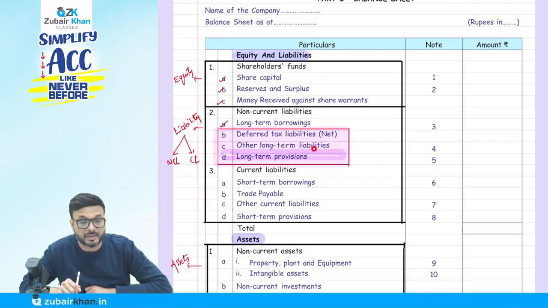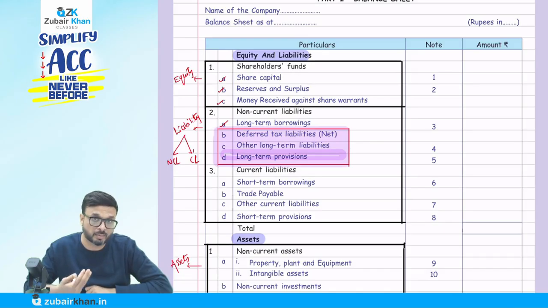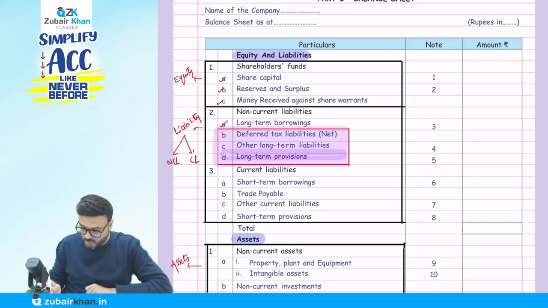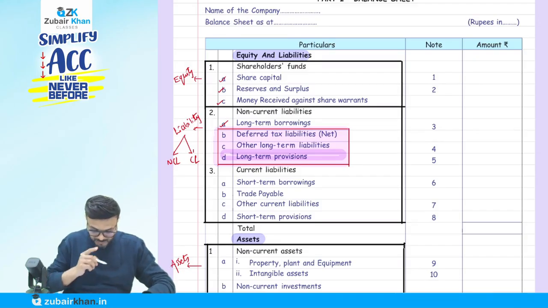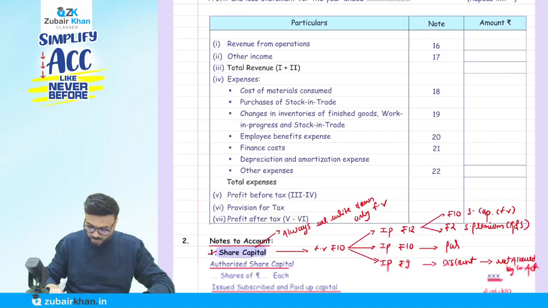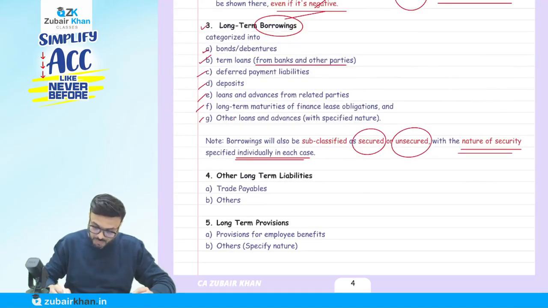Other long-term liability means any liability which is not in the form of borrowing. I am liable to pay, but not within 1 year. There is no interest component here. Something is mentioned in Notes to Account number 4, I will discuss with you. And long-term provision also, I will discuss with you. So let's come to Notes to Account number 4.